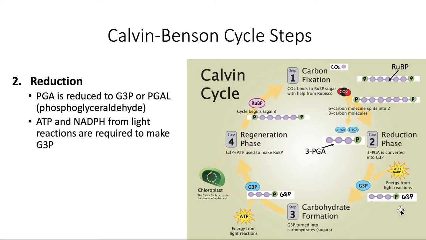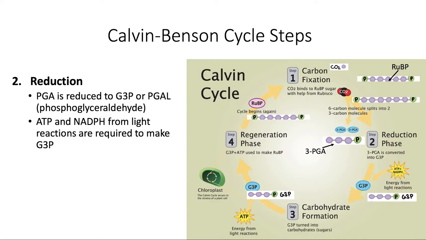And what happens here is that each of these PGAs is going to get something from ATP and NADPH. So these came from the light-dependent reactions, and this is why they're so important because the ATP and the NADPH are going to help us go from PGA to G3P. How are they going to do that? The ATP is going to give this 3-PGA a phosphate, and the NADPH is going to give it some electrons and hydrogen to help reduce the PGA and form this G3P over here. So we're still working with a 3-carbon molecule.